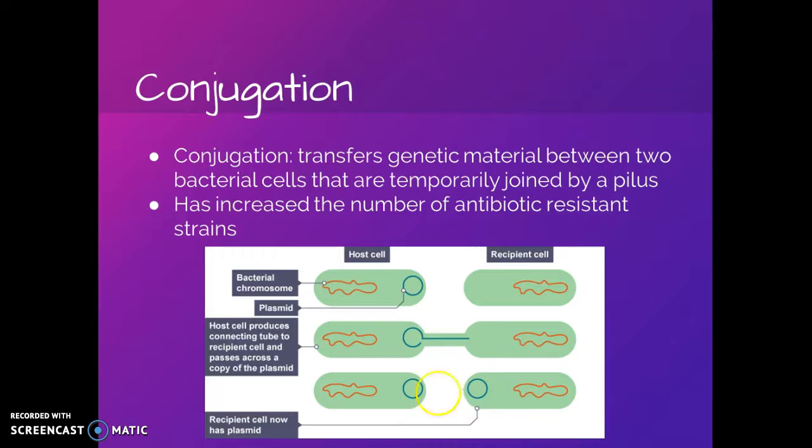The problem for us is that sometimes cells carry instructions about how to resist antibiotics. And if those instructions are passed through a pilus into a new cell, antibiotic resistance can travel really quickly through a bacterial population.